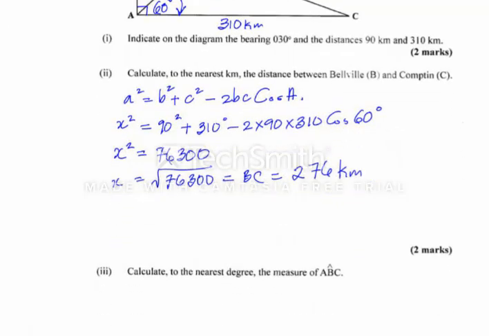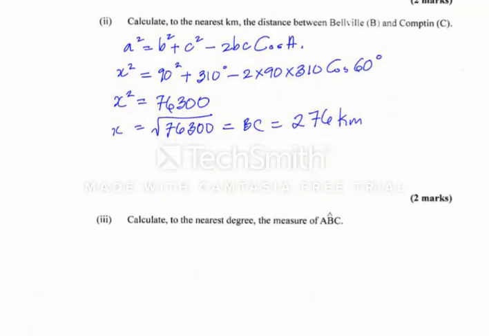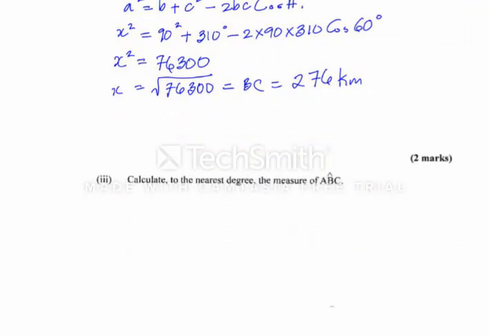Most times after you use the cosine rule, the rule you're going to use next is the sine rule. And the sine rule says the sine of an angle, which angle we want to find? We want to find alpha. Let's write the sine rule first.